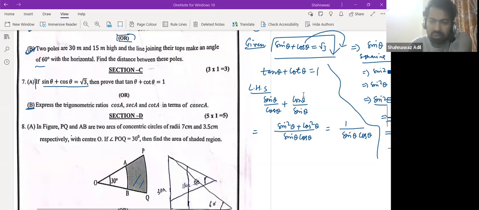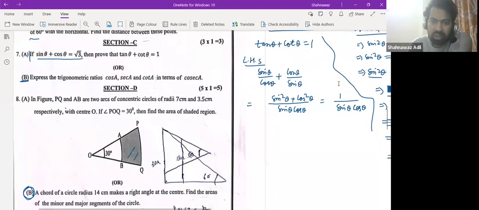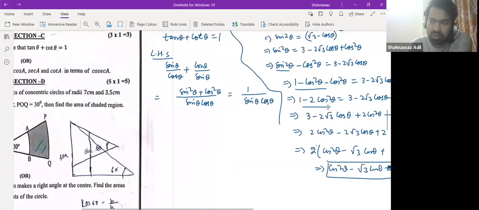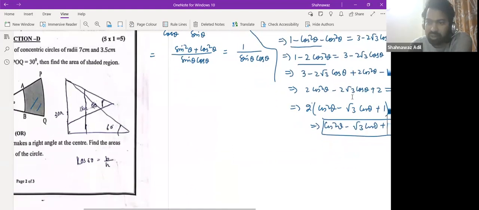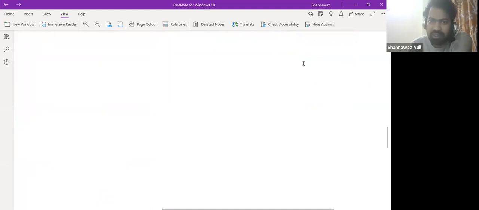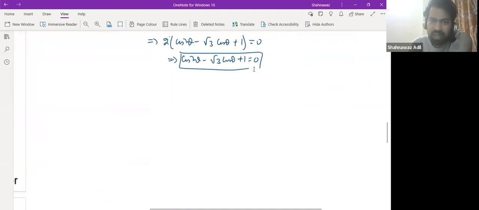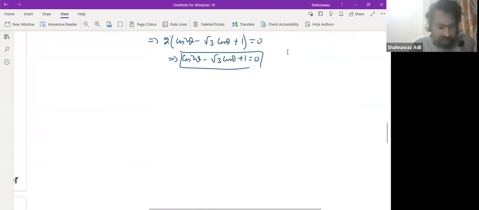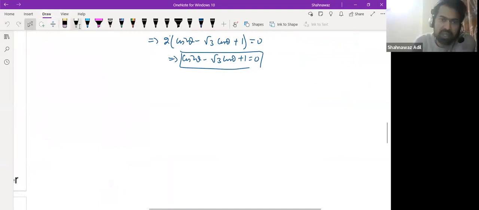Okay, so what we were doing, we were doing this question, and then we reached this point, right? So we reached this point, and let's say that we reached this equation. So let's say your cos theta is x, right?